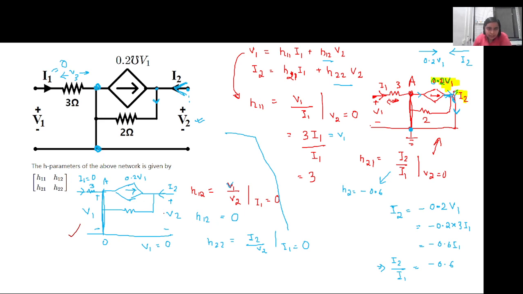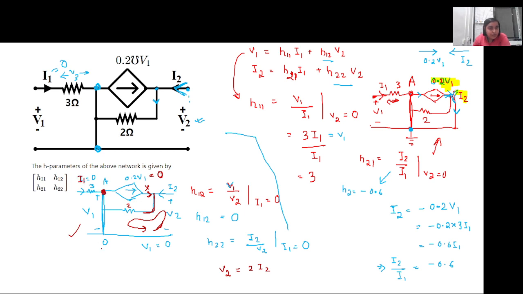We can apply KVL across this particular loop that we have also done before. If we apply KVL across this loop, this is the 2 ohm resistance. Now since V1 is equal to 0, 0.2 V1 will also be equal to 0. So there is no current flowing here. Whatever the current I2 is flowing across this particular branch, V2 will be equal to 2 into I2, because there are no other currents coming. Ma'am, V1 is equal to 0? Ma'am, it is I1 that is equal to 0. How will V1 be equal to 0? We have assumed I1 equal to 0. Okay. Yes, ma'am.